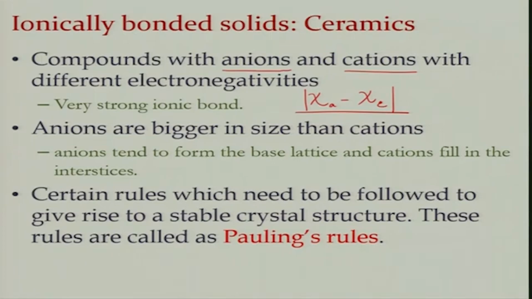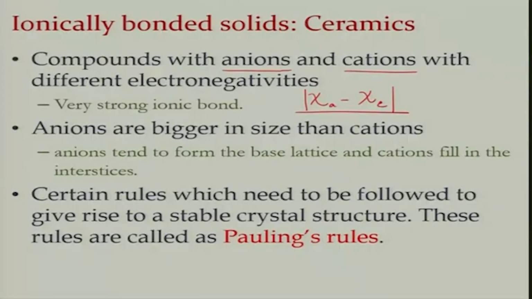Generally anions are bigger than cations. As a result, anions tend to form the base lattice and cations fill in the interstices. And since we have ions of different valences, positive and negative, there are certain rules which have to be followed to give rise to structures which are stable in nature, and these rules are called as Pauling's rules. So as we will see in subsequent slides what these rules are.